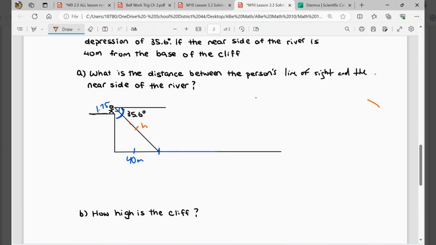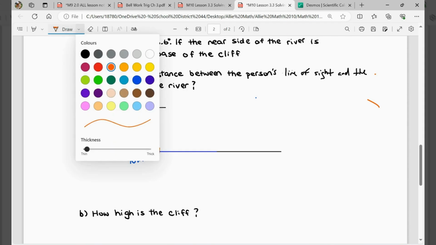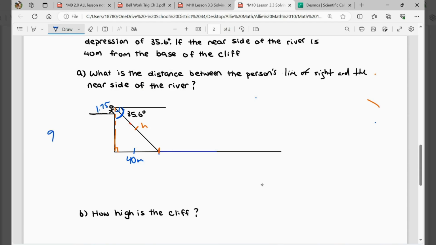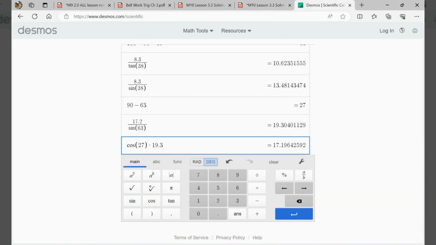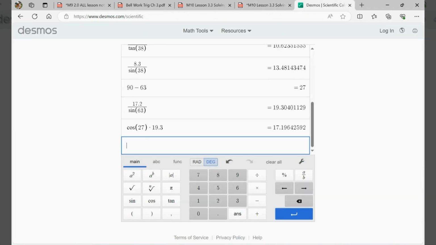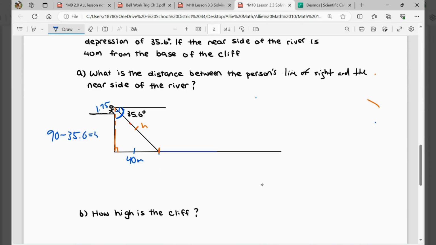We are trying to find the hypotenuse of a triangle that looks like this. And that's the edge of the river right there. So we have this angle, the angle of depression, but we need to know what's this angle inside. We can find that by remembering that we have a 90-degree angle right here, minus 35.6. 90 minus 35.6 is 54.4. So this angle inside there is 54.4.